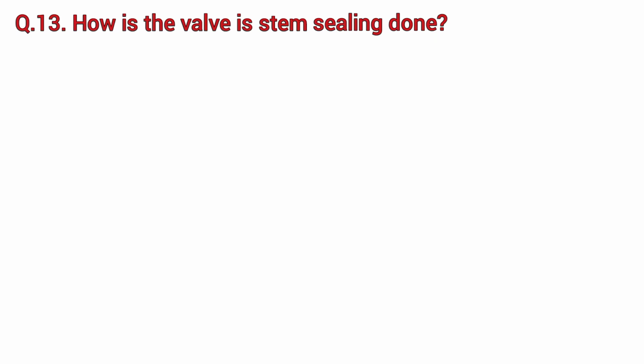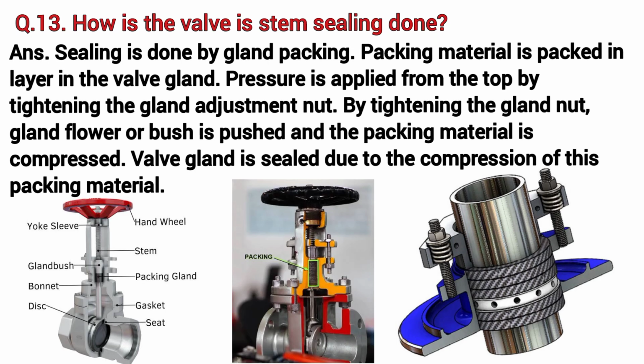How is the valve stem sealing done? Sealing is done by gland packing. Packing material is packed in layers in the valve gland. Pressure is applied from the top by tightening the gland adjustment nut. By tightening the gland nut, the gland follower or bush is pushed and the packing material is compressed. Valve gland is sealed due to the compression of this packing material.